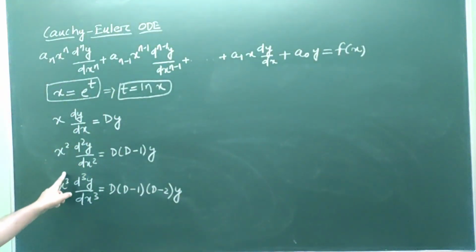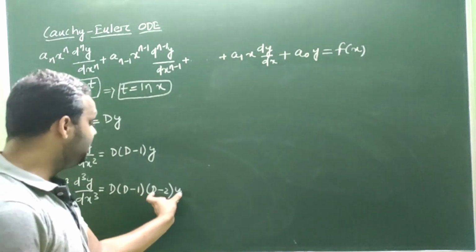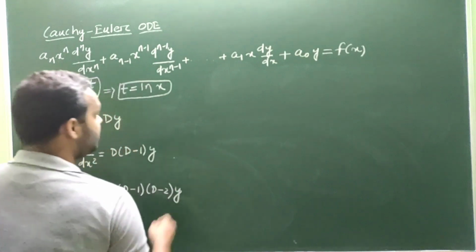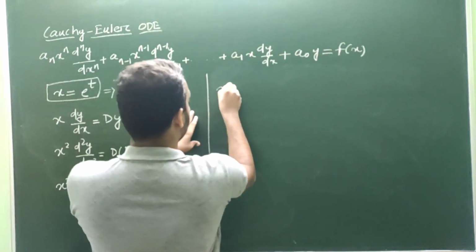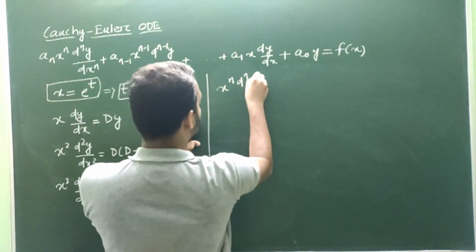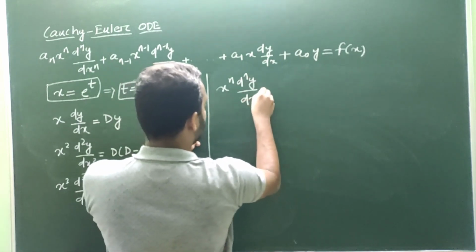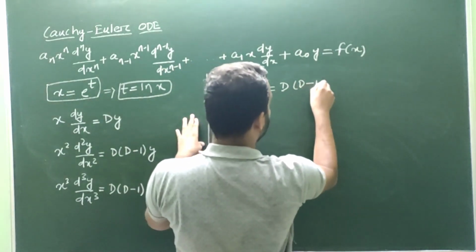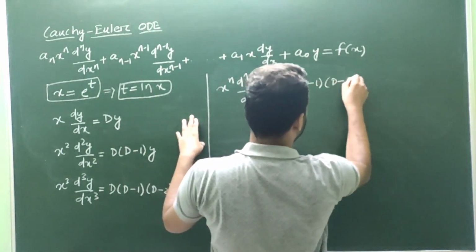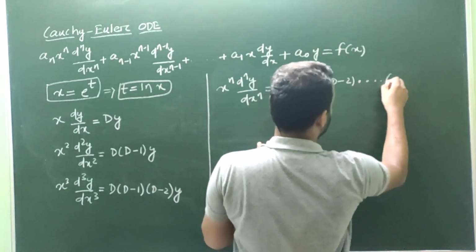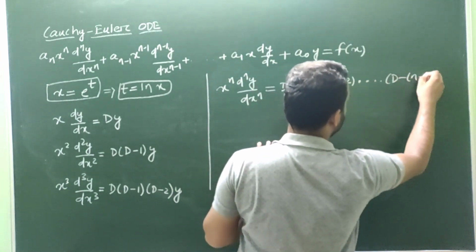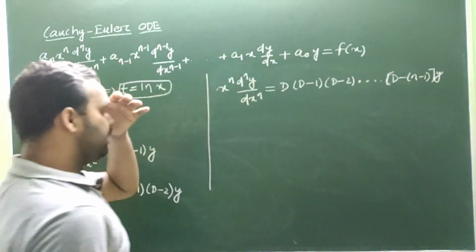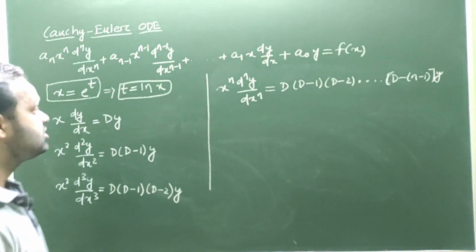If you take here n, then this goes on till n minus 1, that is D minus (n minus 1). Let me write it down here. For x power n, d^n y by dx^n will be D into (D minus 1) into (D minus 2), and so on till (D minus (n minus 1)) of y. Right? I think this part is clear. All these parts are clear.